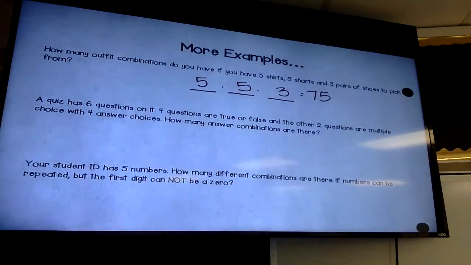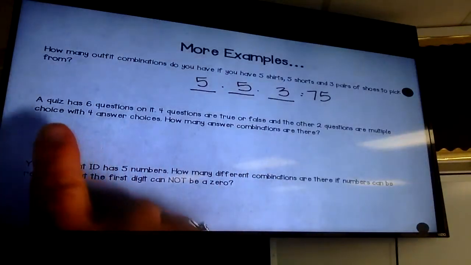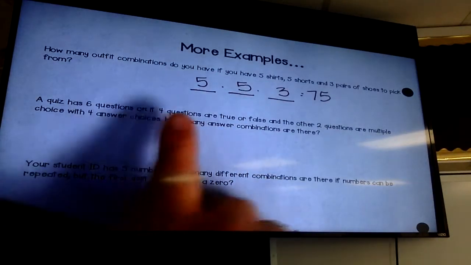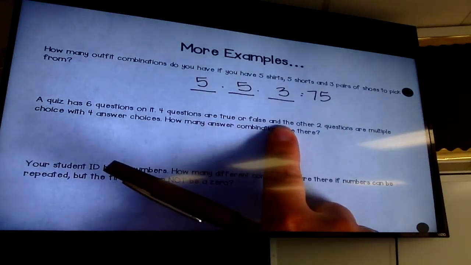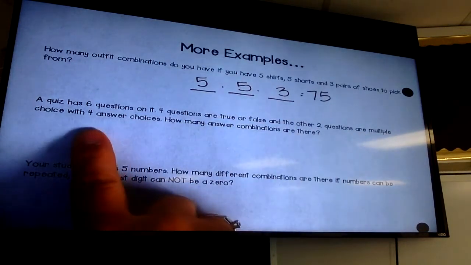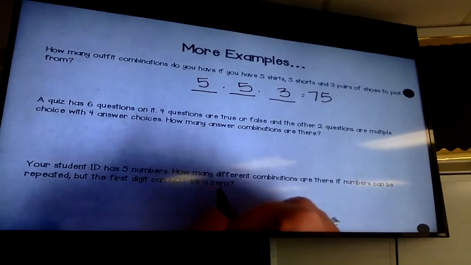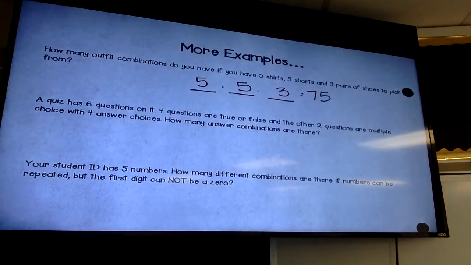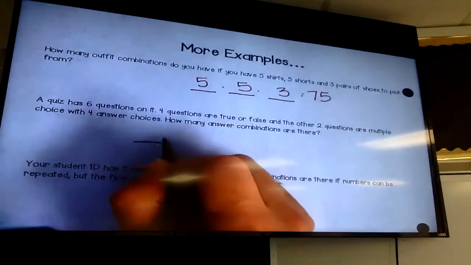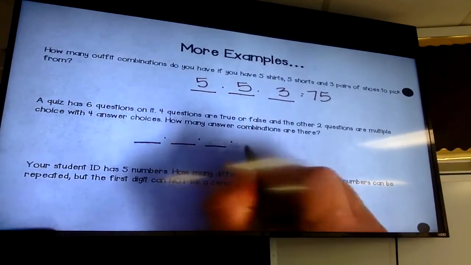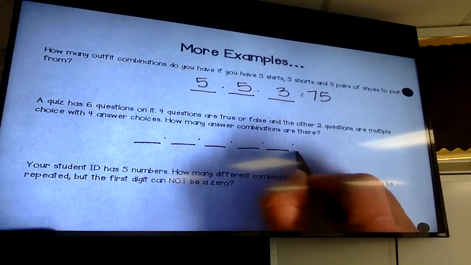Now, the last 3 are a little bit trickier, and there are some things we have to be careful of. This one says a quiz has 6 questions on it. 4 questions are true or false, and the other 2 questions are multiple choice with 4 answer choices. How many answer combinations are there? First ask yourself, how many questions are there? That tells us how many blanks we need. So I'm answering 6 questions: 1, 2, 3, 4, 5, 6.